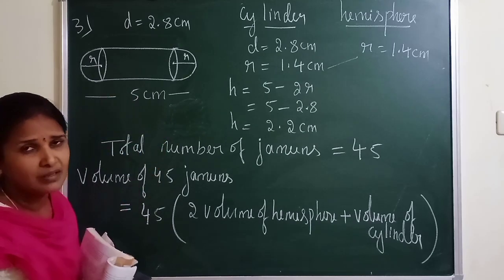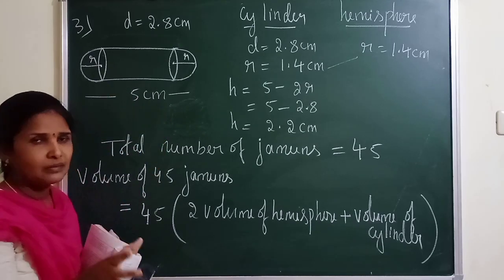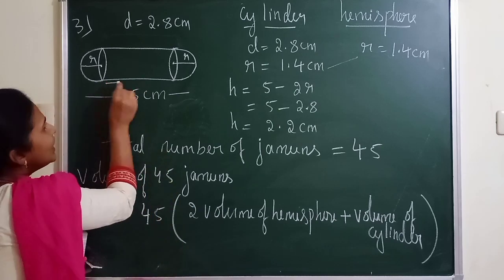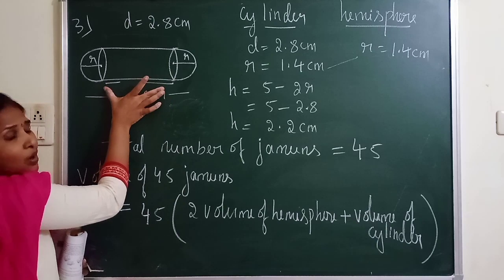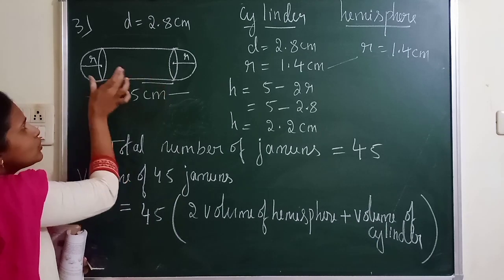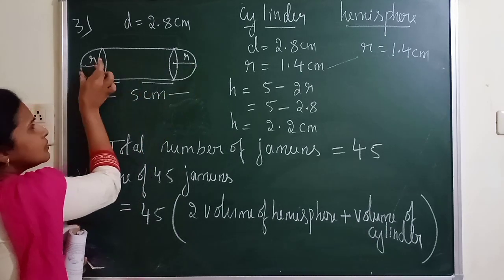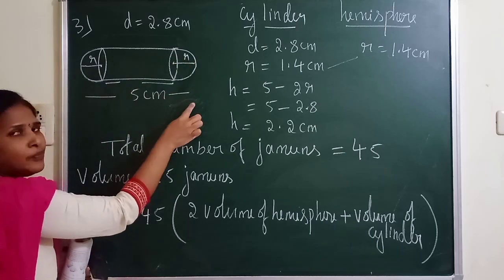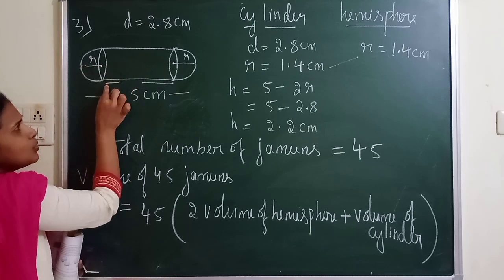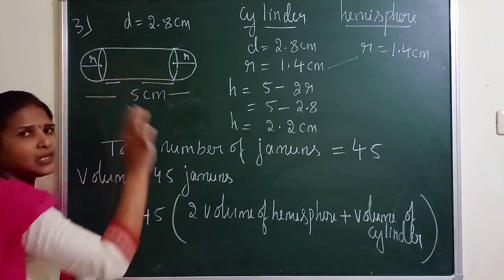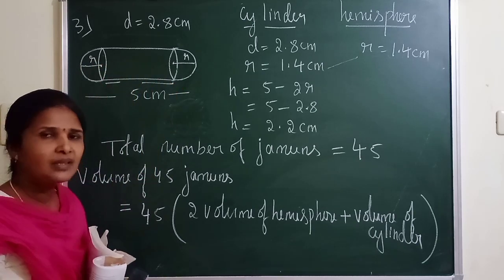5 centimeter is the total length, and I should find the length of only the cylinder. So to find the length or height of the cylinder, I should subtract how many radius? 2 radius from the total. Okay, total is 5 minus 2 radius, you get the length or height of the cylinder. Now let us calculate the height.